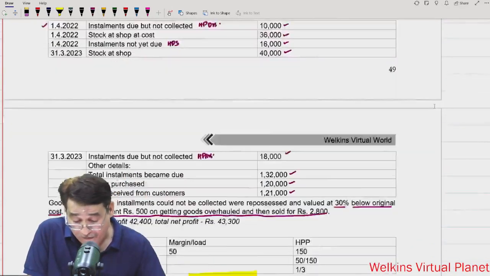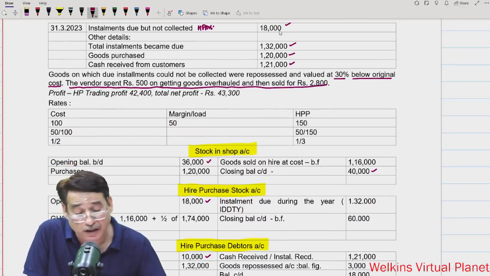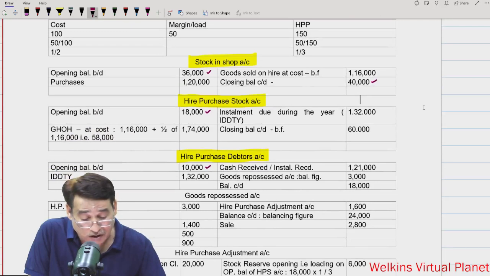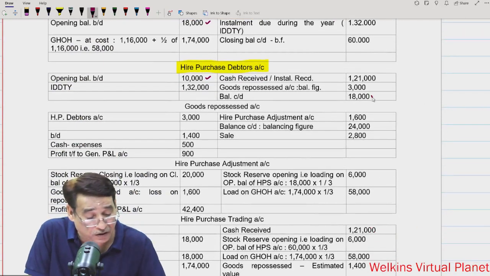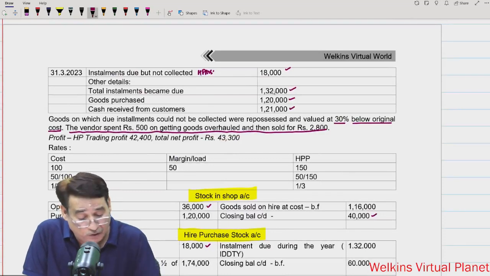And then installment due but not collected, 18,000. So this is your closing balance of the hire purchase debtors account. You have written it here in the hire purchase debtors account. Other detail, installment due during the year.